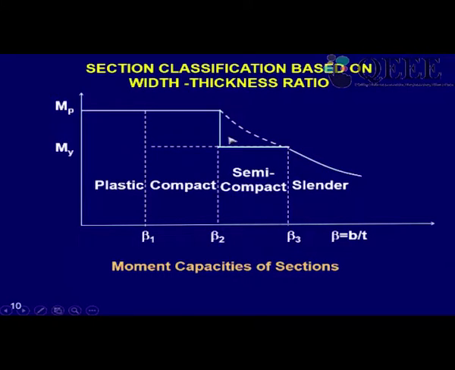But since we can't calculate, we are going to put this line down and say that the capacity is My between beta 2 and beta 3, and beyond beta 3 it will of course gradually come down, but since we can't calculate, we are going to assume the capacity as 0, or in other words we are going to prohibit such sections. Okay. Now what are these values of beta 1, beta 2 and beta 3?